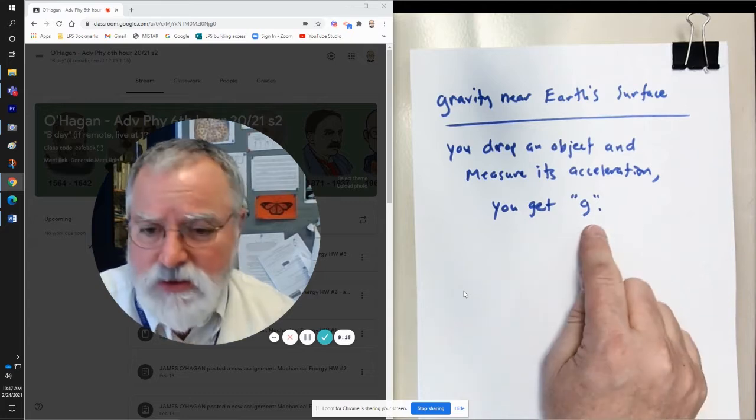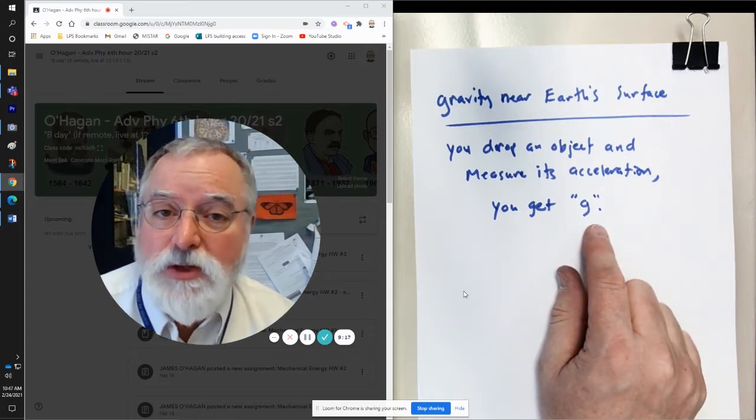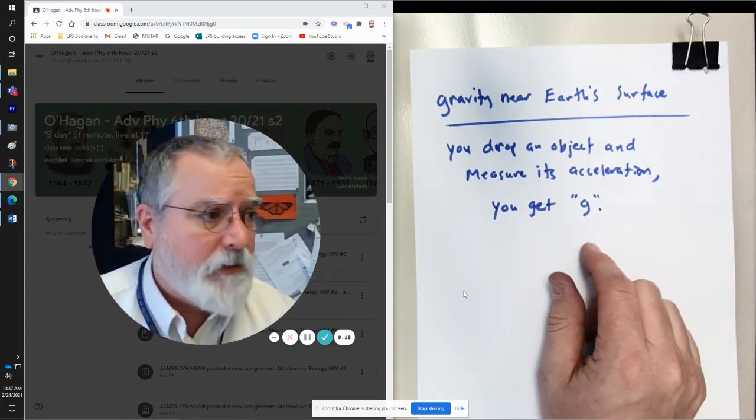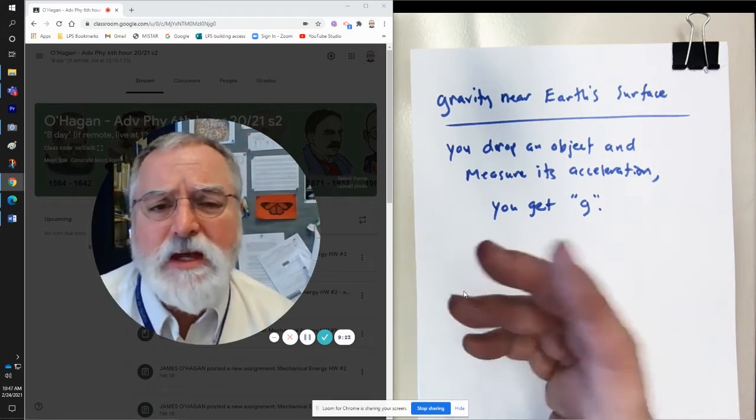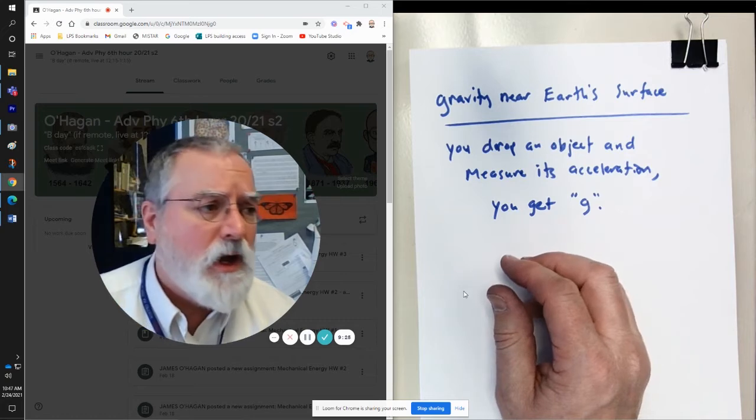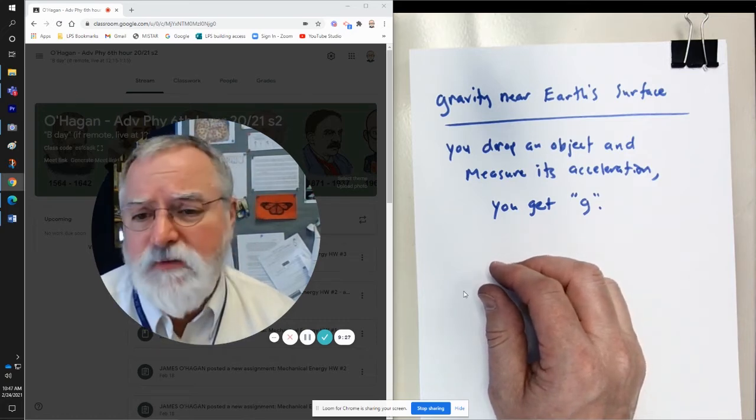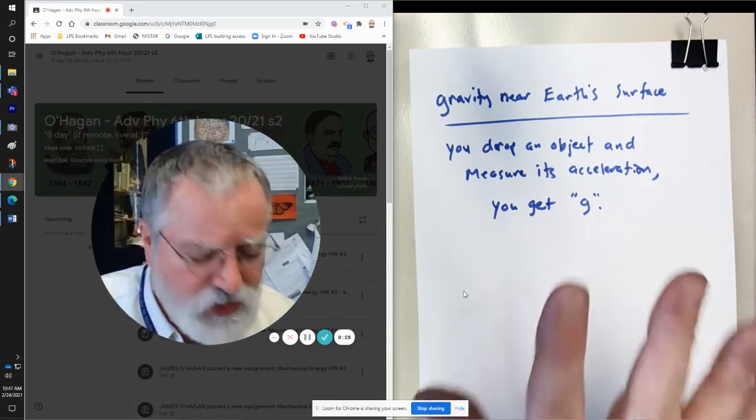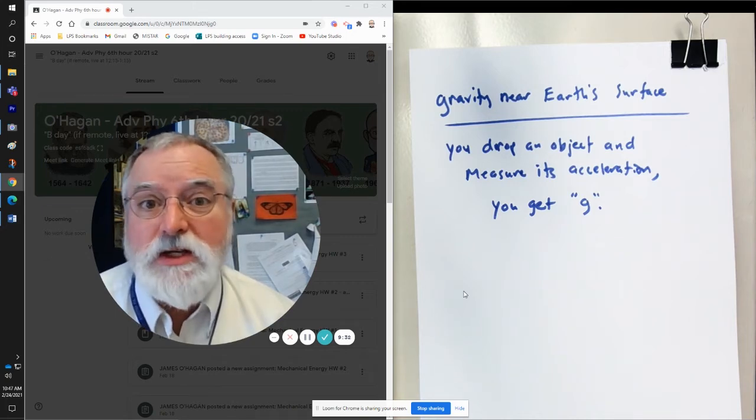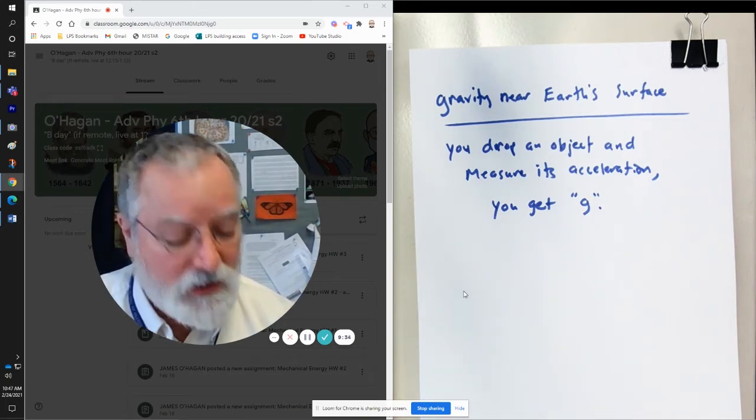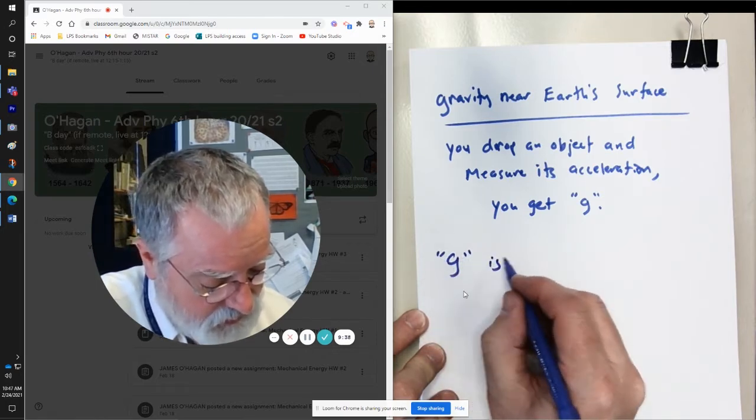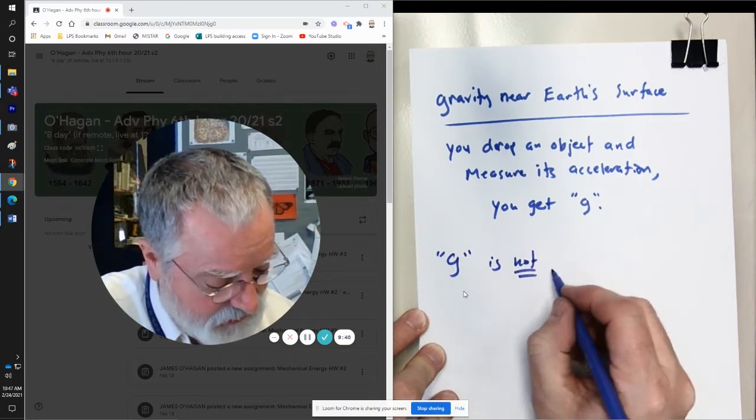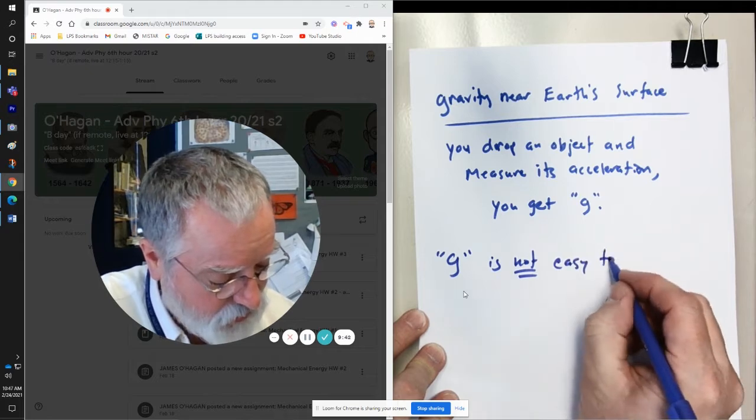Now, this number G is really easy to measure. You just drop something, you measure it. Anything. You take a video of it, use the video to get G. You could drop a picket fence through a photo gate, you can get G. G is super easy to measure. G is really not easy to calculate. All right. G is not easy to calculate.